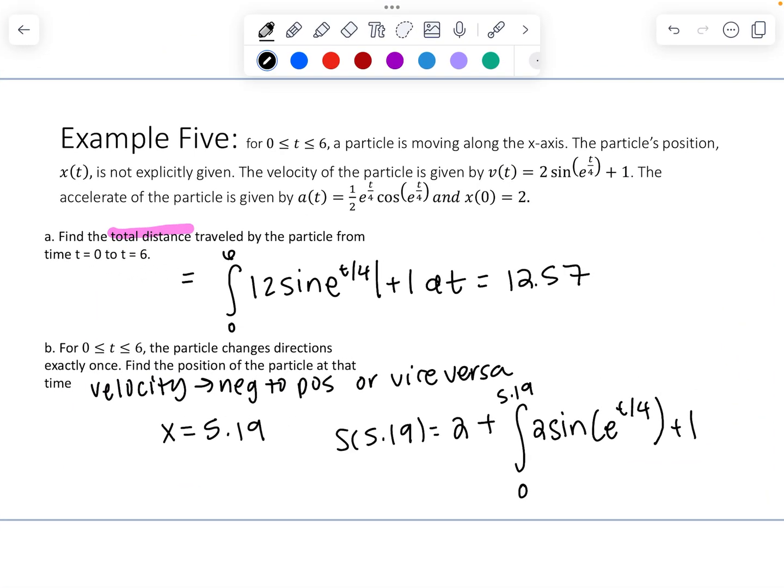And then I'll add that to 2. 12.37. And so my final answer is 14.37. And that is our answer.